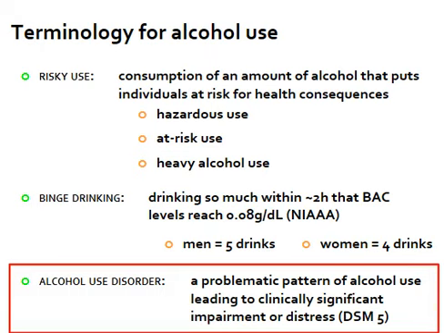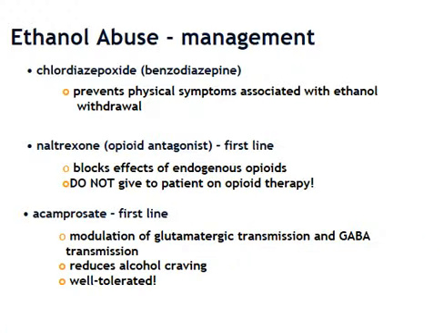Now, the terminology for alcohol abuse is pretty interesting. We can classify risky use as consumption of an amount of alcohol that puts an individual at high risk for a health consequence. We can talk about binge drinking, drinking high amounts of alcohol within a relatively short time frame. For men, that's about 5 drinks, and for women, that's about 4 drinks. And then, as you go through the progression, we're looking at alcohol use disorders, which is a pattern of alcohol use that has specific DSM-5 criteria.